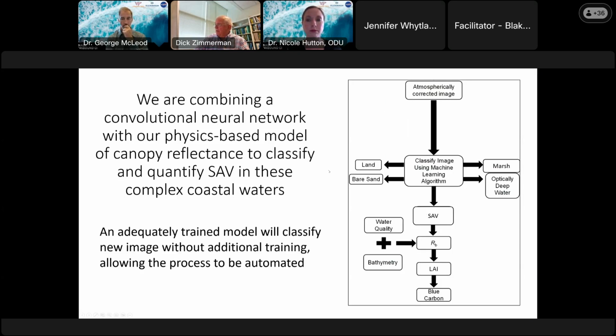And once we have trained the model adequately, we can go directly from the atmospherically corrected image to the classification in an automated fashion without having to do further training. And that's where we're working now, to see whether we can develop a single model that is adequately trained to cover the entire bay, or whether we have to develop regional models that have to be applied locally.